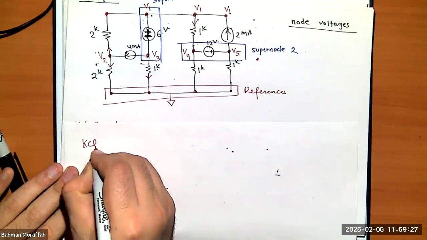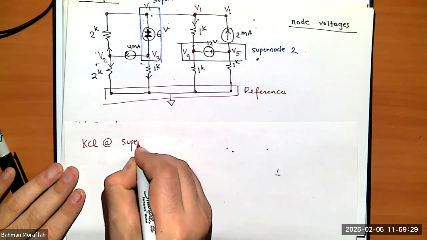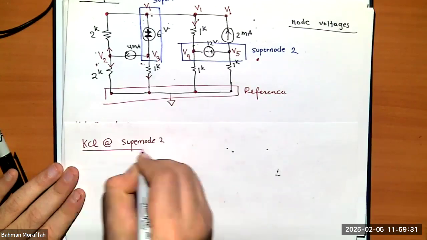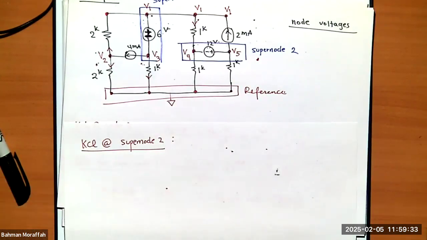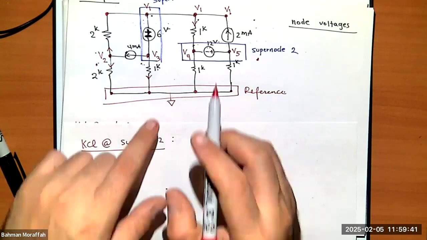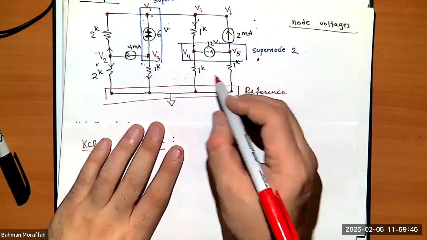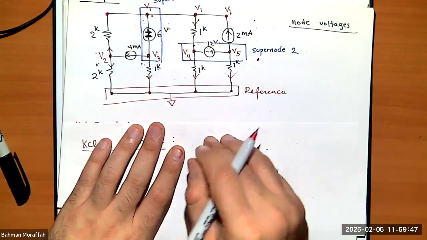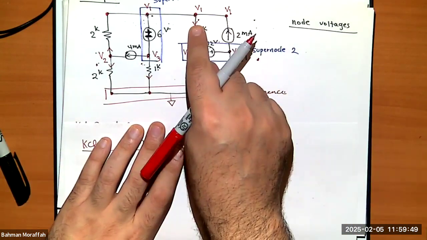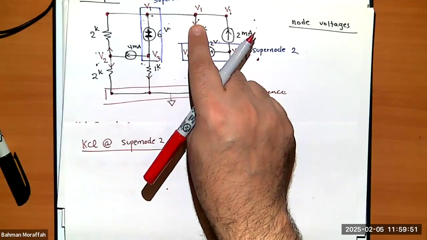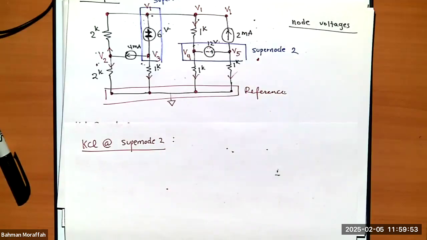I have to write KCL at supernode 2. What do I have? Again, whatever current that's going in should be the same as whatever current that's going out. I don't have any directions for these two. I'm going to make an assumption. So I'm going to assume these two are going out as well. I cannot change the direction for this guy because I already set it.